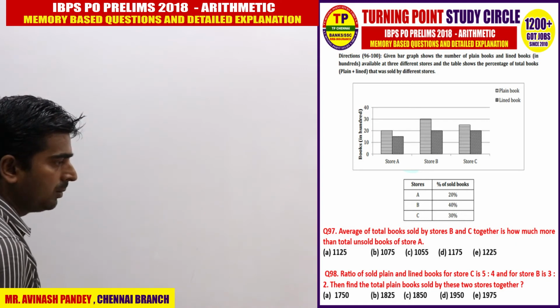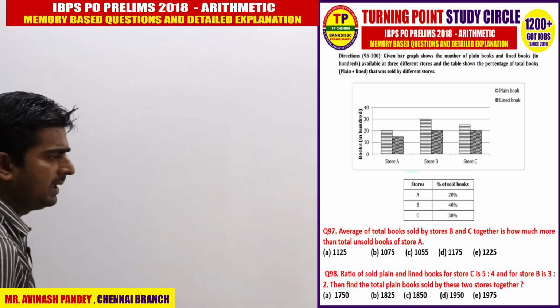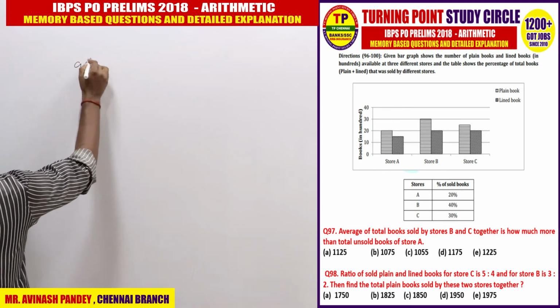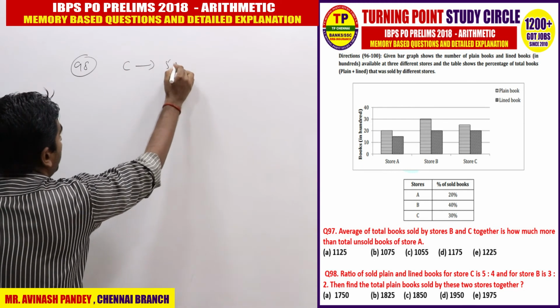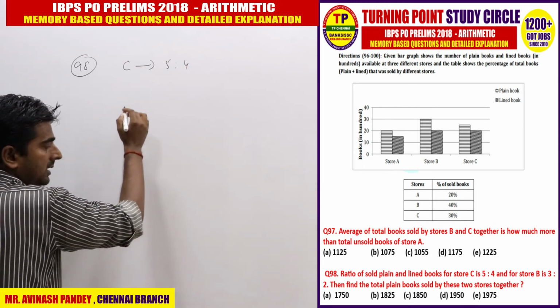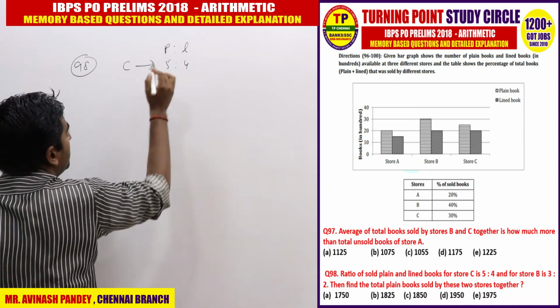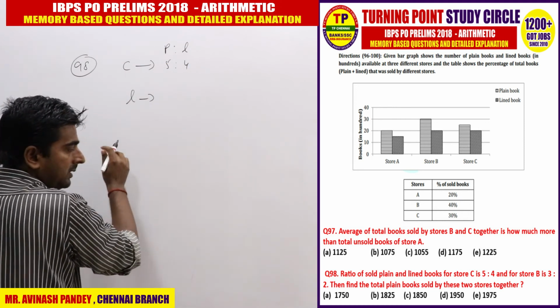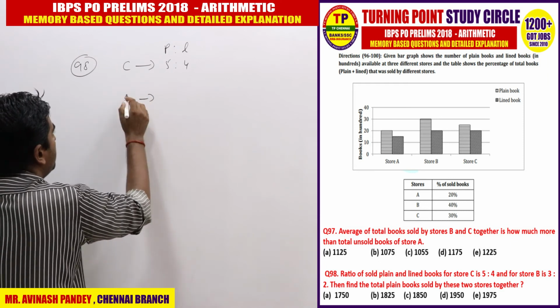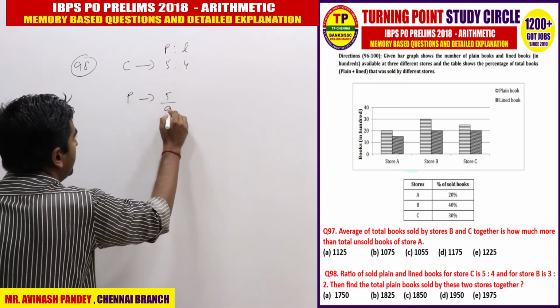Find the total plain books sold by these two books together, right? So they are asking about plain books only. In the first case, what is the value of the plain books ratio? They have given you the store C ratio, 5:4. This ratio is plain and lined, but I need to calculate only plain here. So plain part is nothing but 5, and the total part is 5 by 9, right?